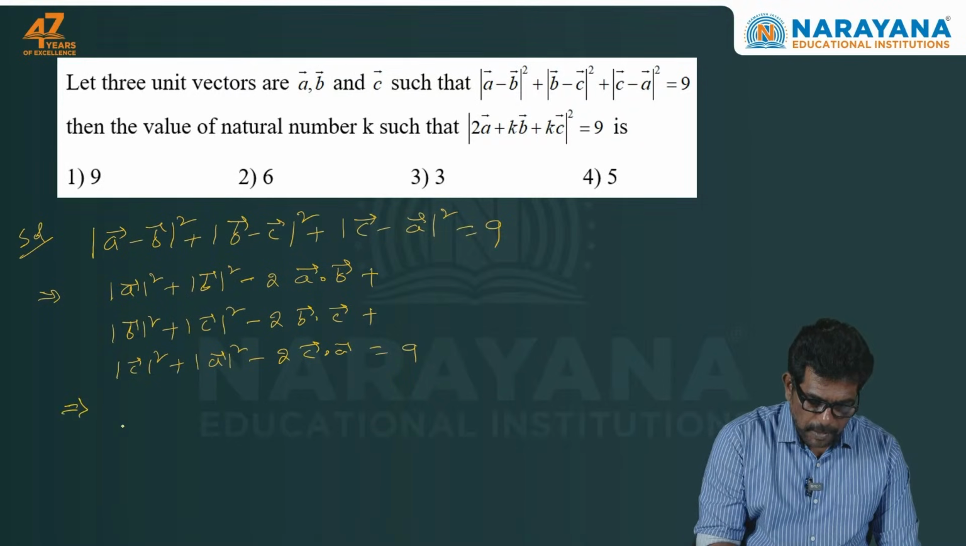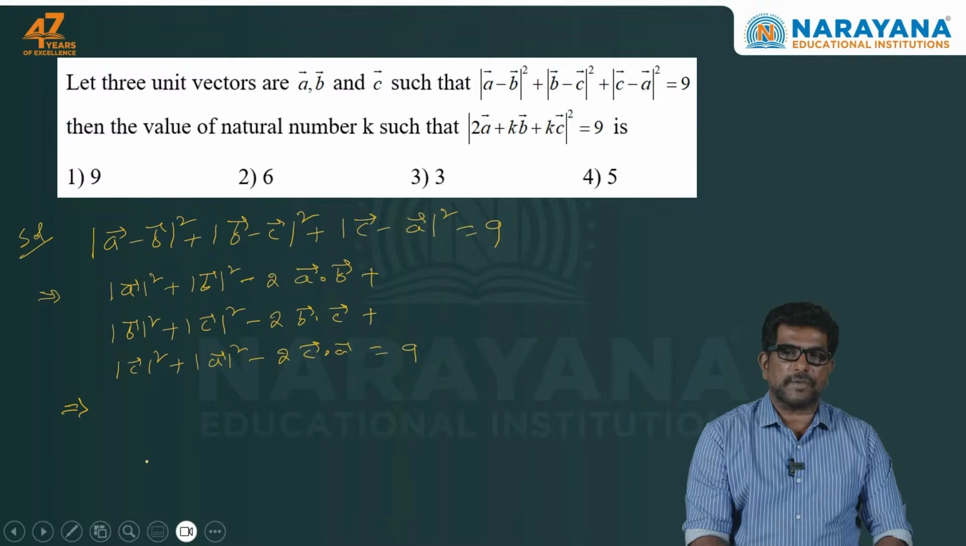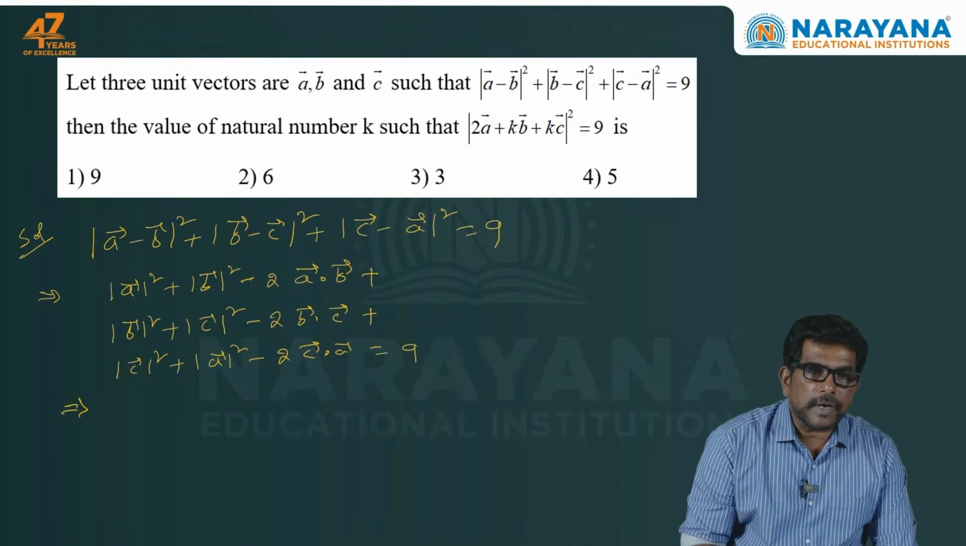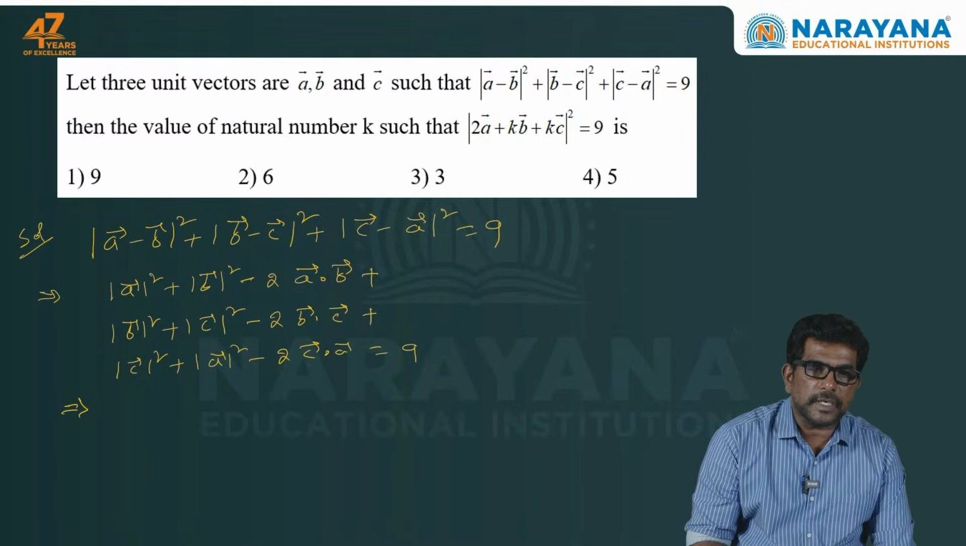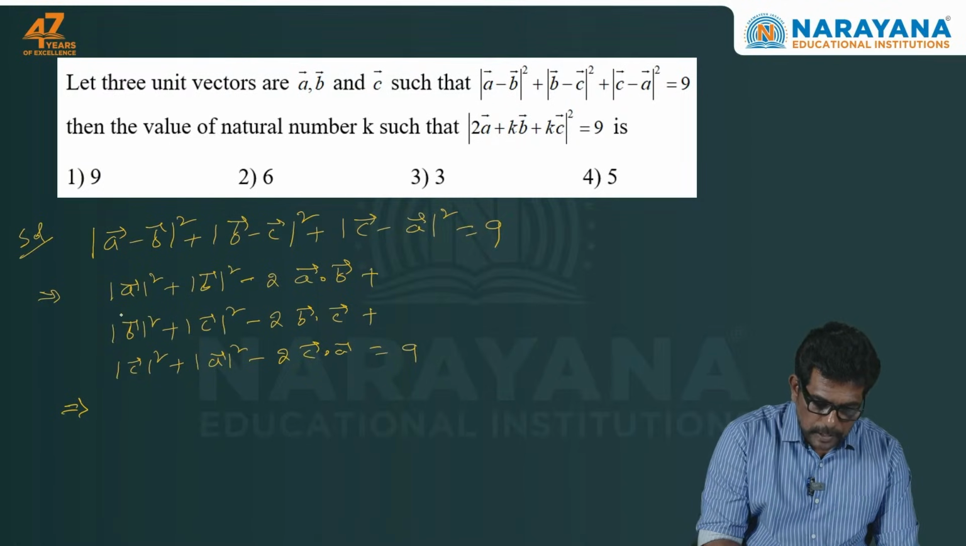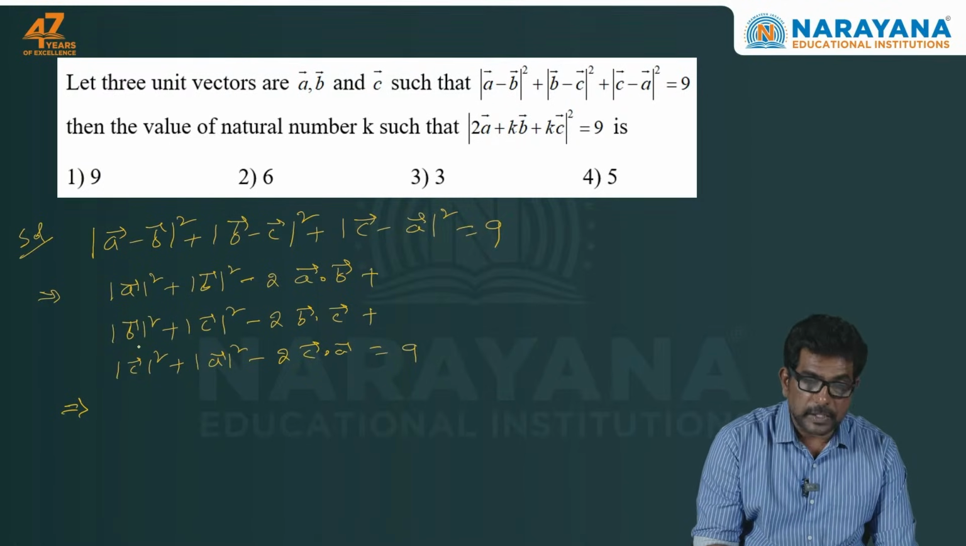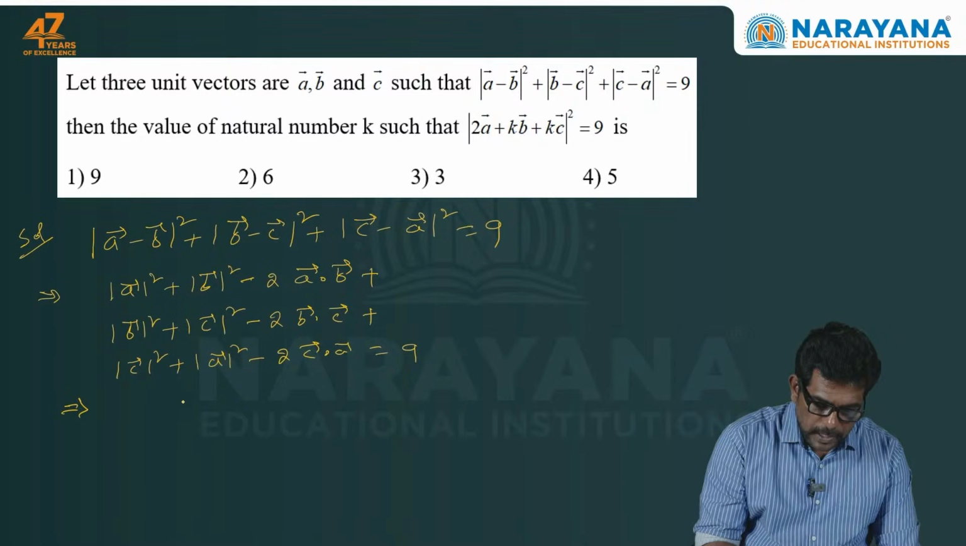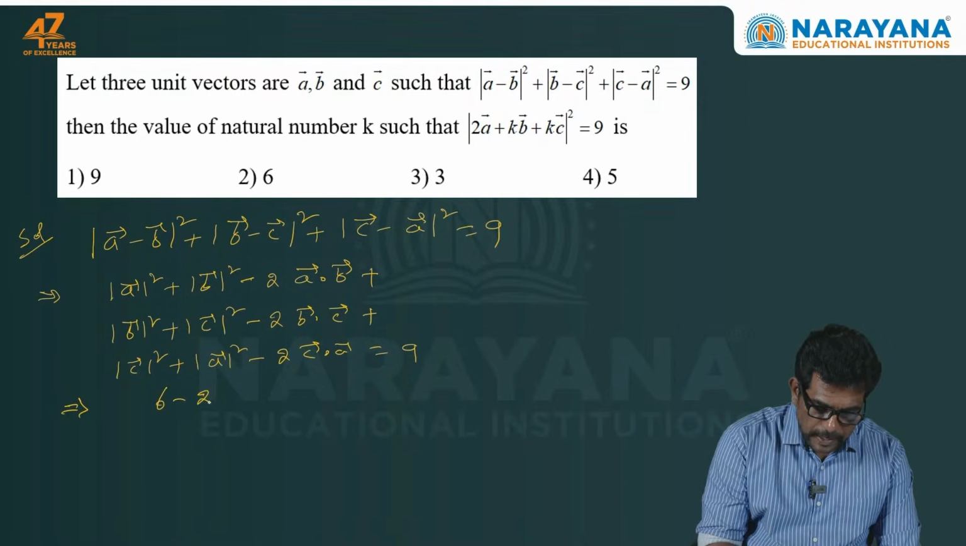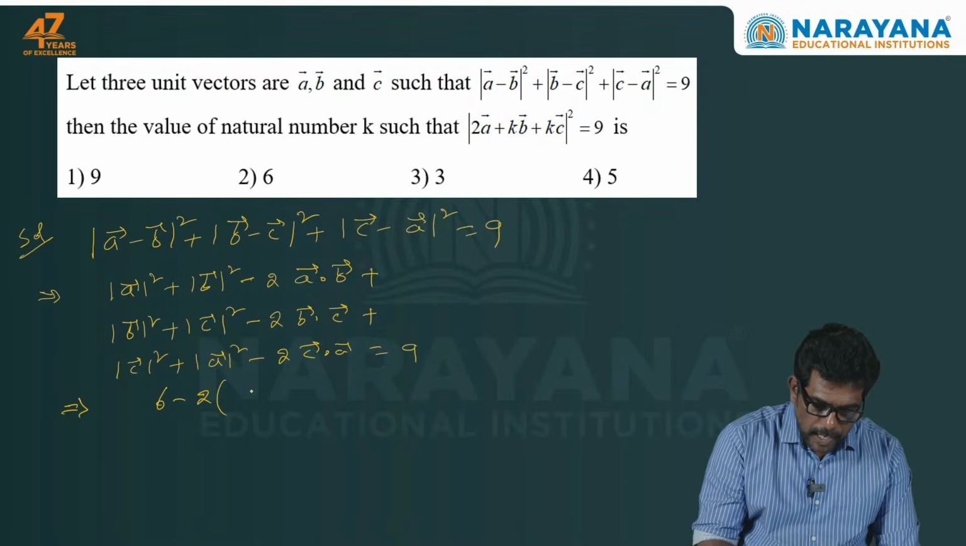Now, a bar, b bar and c bar are unit vectors. So, unit vectors means the magnitude of each vector is 1. So, mod a bar square plus mod b bar square plus mod c bar square, this becomes 3, plus 2 times of a bar dot b bar, and so on.